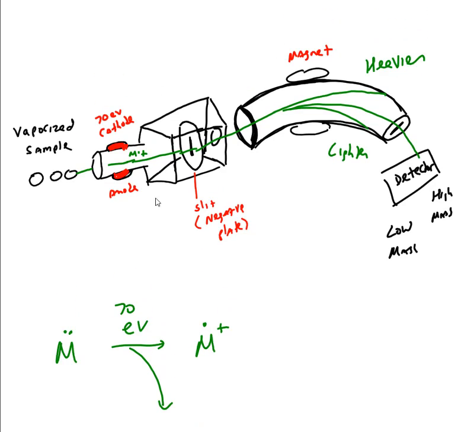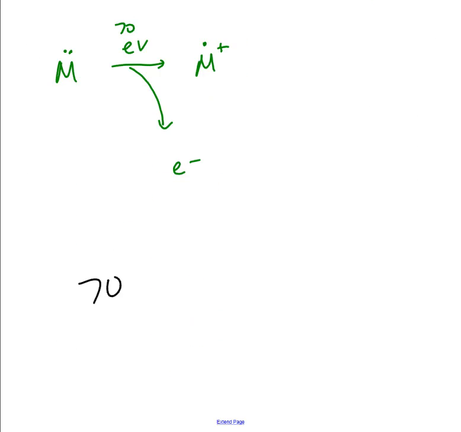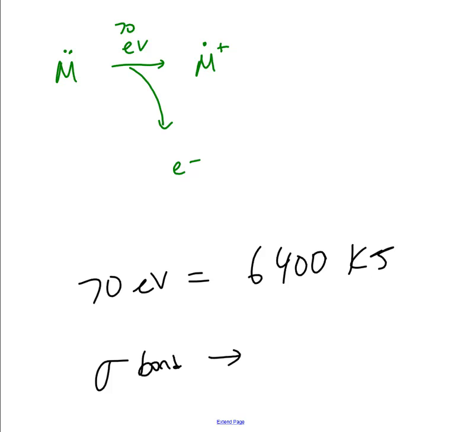I do want to point out that a 70 electron volt electron is very, very powerful. It has a lot of energy, a massive amount of energy. Let me write that over here: 70 electron volts is equal to around 6,400 kilojoules of energy. Now, if you want to break a sigma bond, that would require around 400 kilojoules of energy.